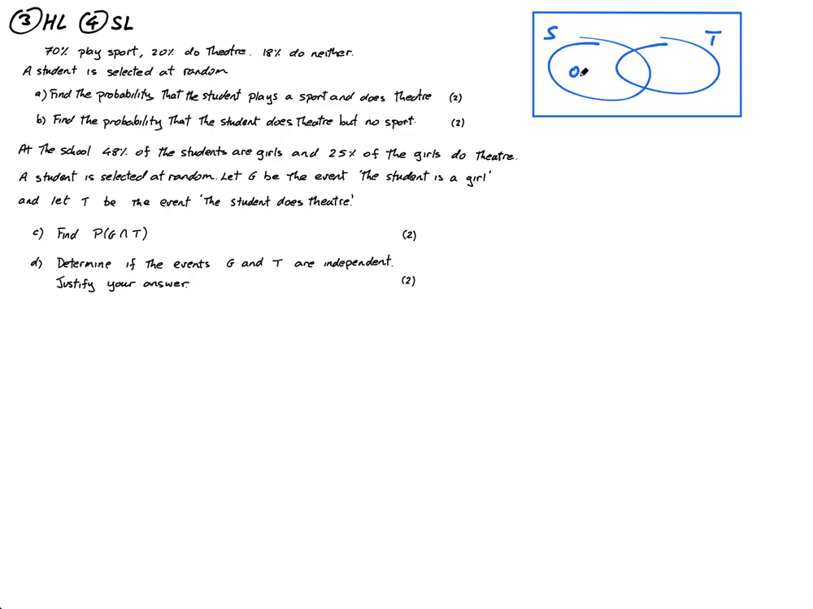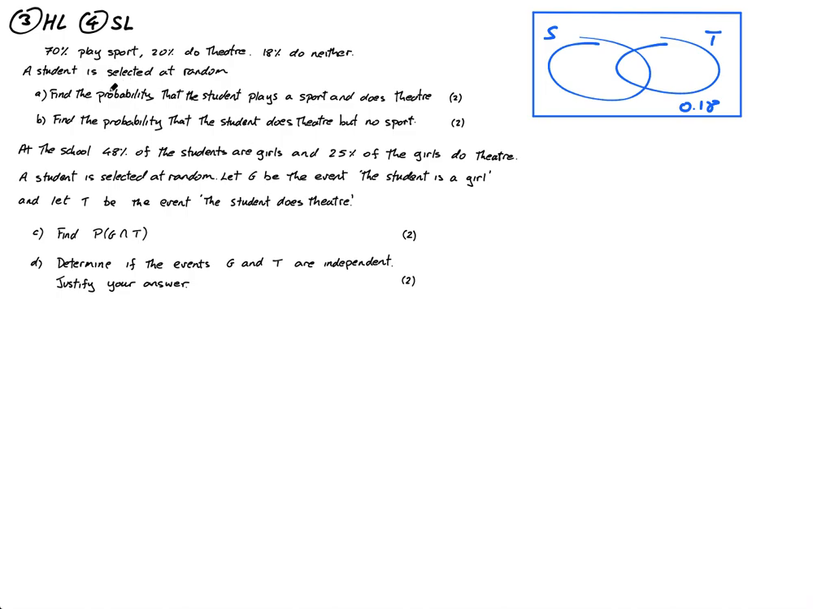So 70% do sport. A common mistake is to just put 0.7 there. You can't do that because you don't know if someone goes here as well. That has to be part of the 0.7. So I can't put 0.7 there. Similarly, I can't put 0.2 anywhere. But 18% do neither. I can put that in here. So 0.18 goes there. They do neither.